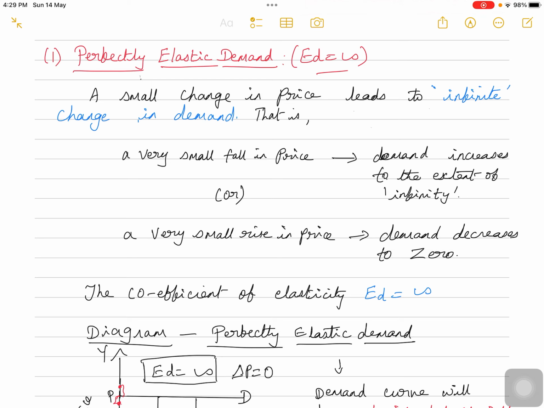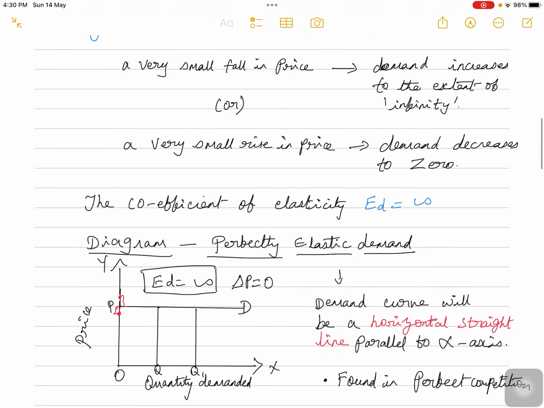That means what? And then the petrol bunk which is selling at 110 rupees, totally there will not be any demand for petrol from this petrol bunk. The demand totally contracts. So that means what? A very small fall in price, okay, the demand for the other petrol bunk increases to infinity, but for this petrol bunk the demand totally contracts to zero. Okay, so that is the perfectly elastic demand.